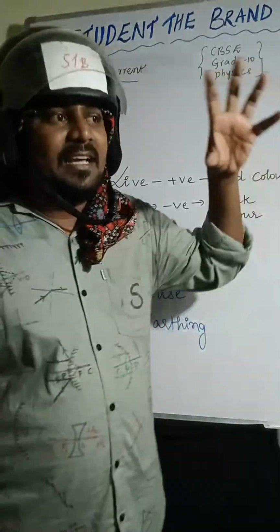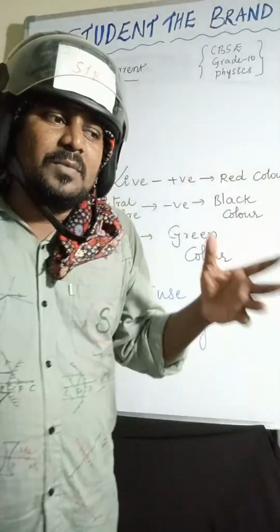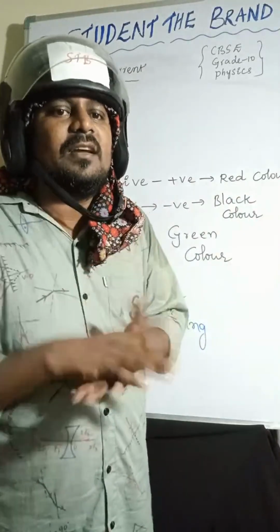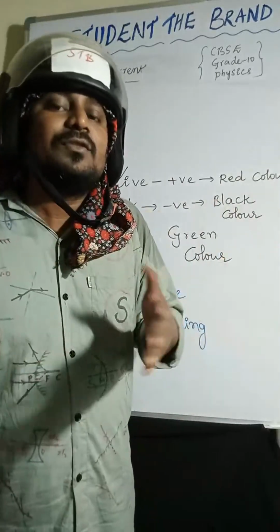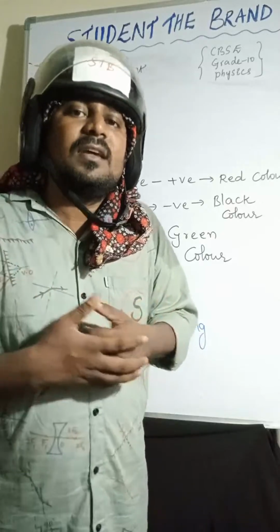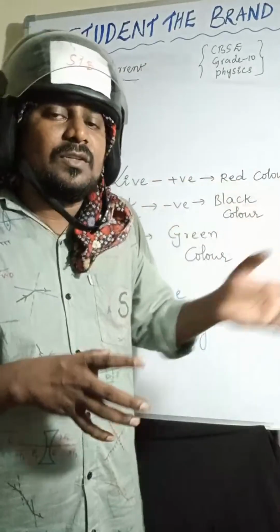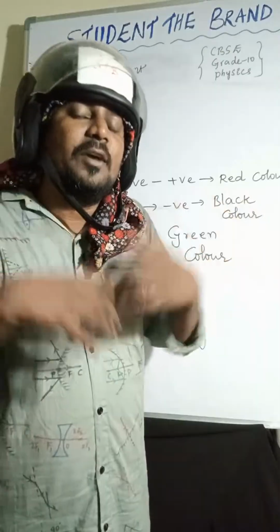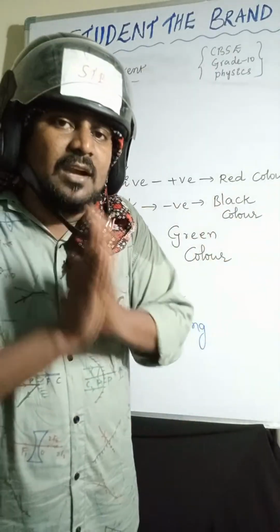Procedure: connect one cell and take the reading of the ammeter and voltmeter. Connect two cells and note down the readings, and repeat the process for 3 and 4 cells, and record them in tabular form. Draw the graph for V-I. The V-I graph gives a linear line starting from the origin, for ohmic conductors only. What are ohmic conductors? The conductors which obey Ohm's law are called ohmic conductors.